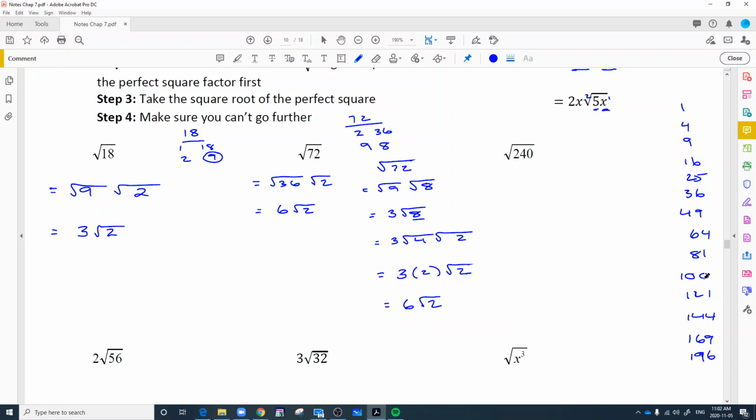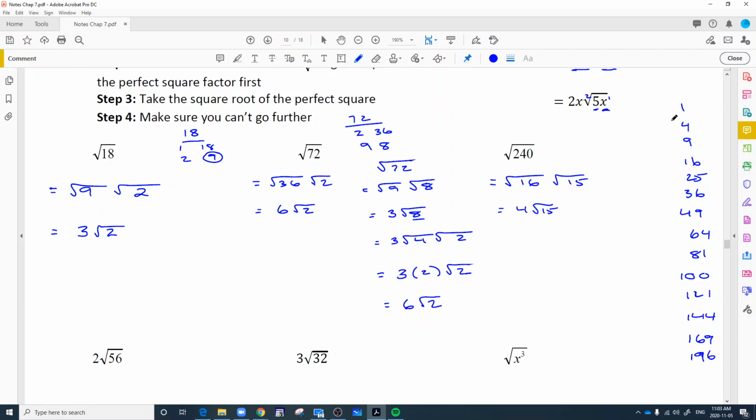Nope. I'm going to go 240 divided by 49. I'm going to go 240 divided by 36. 240 divided by 25. 240 divided by 16. And there we go. So if I did it using my calculator, I found that 240 is 16 times 15. And then I take the square root of 16, which is 4, and I'm left with 4 times the square root of 15. So that's one way to do it.